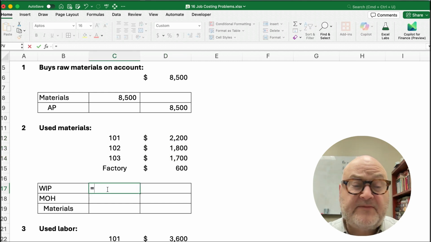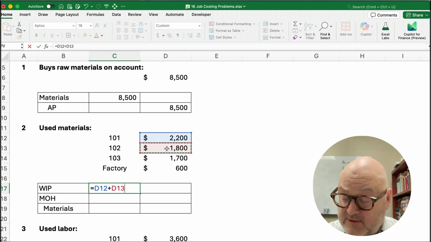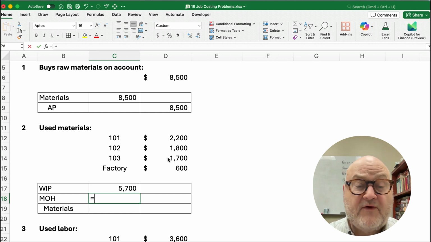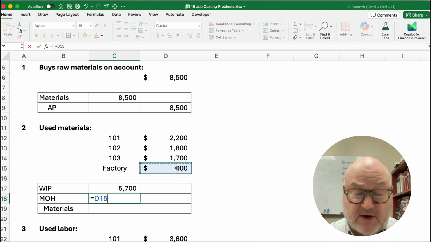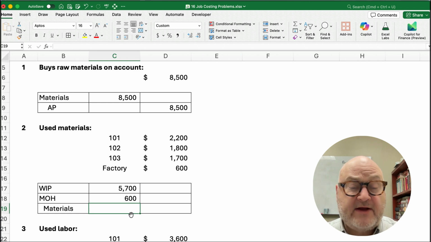So we're going to debit work in process for 2,200 plus the 1,800 plus the 1,700. So we're using direct materials of 5,700, and we're using overhead of 600. Overhead would be indirect materials, and it flows through overhead first, and then gets allocated later into work in process.